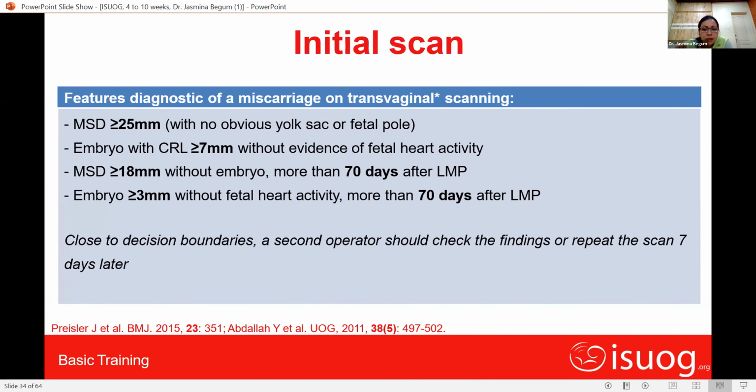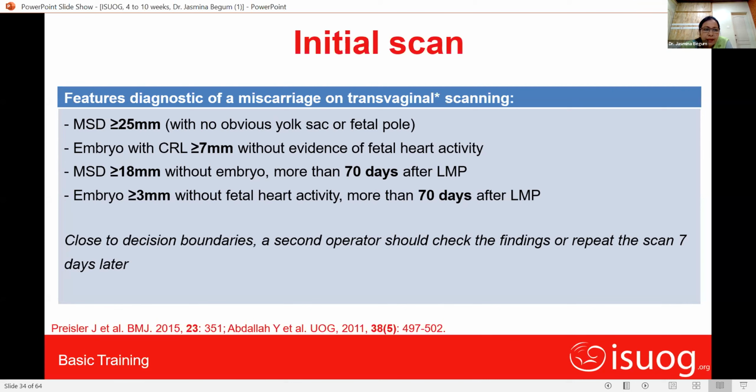So these are the guidelines, or these are the criteria. You have to know this strict criteria, you have to remember it and you have to follow it. These are the criteria to diagnose miscarriage on transvaginal scanning at the initial scan. That means at the first scan itself, you can say this scan indicates a miscarriage.